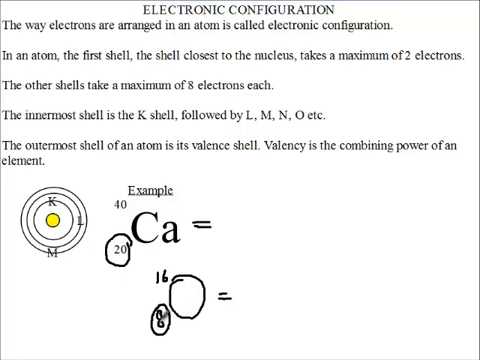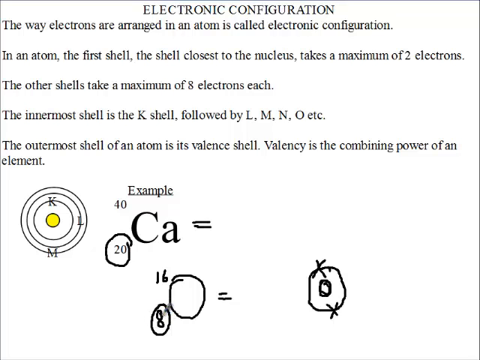For oxygen, oxygen has 8 electrons. So let me draw my nucleus neatly. This is my nucleus. Then, next to the nucleus is my K shell. My K shell is the first shell next to the nucleus. So I'm going to put 8 electrons on this K shell. But I cannot do that. So I only put 2 there because the rule says that the innermost shell takes a maximum of 2. So I cannot put 8 over there. I can only put 2.